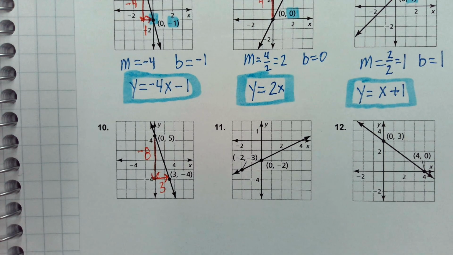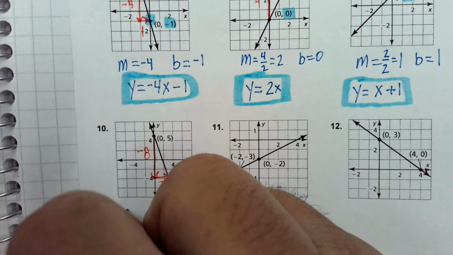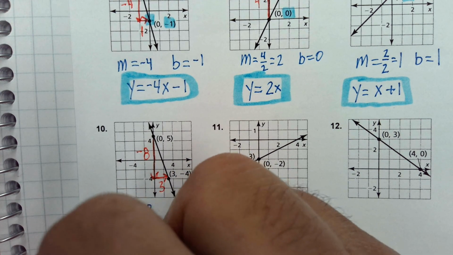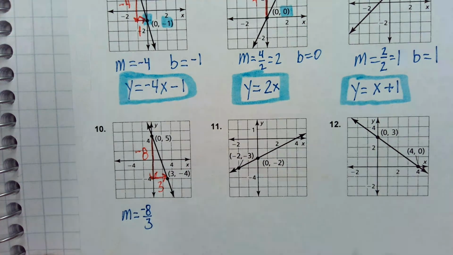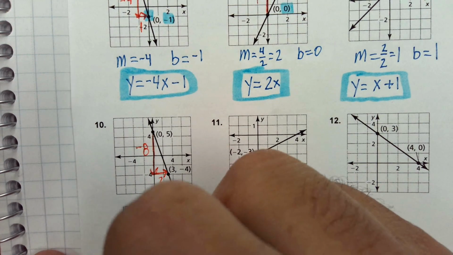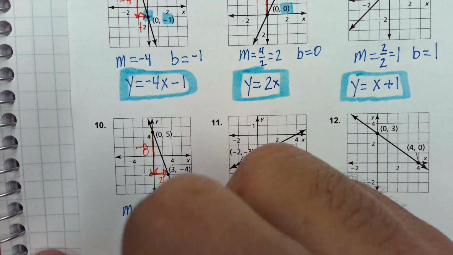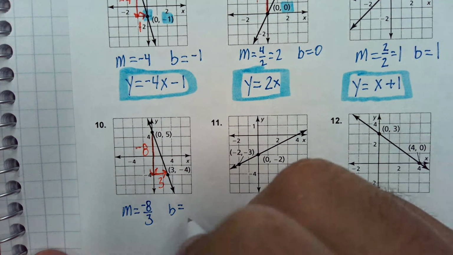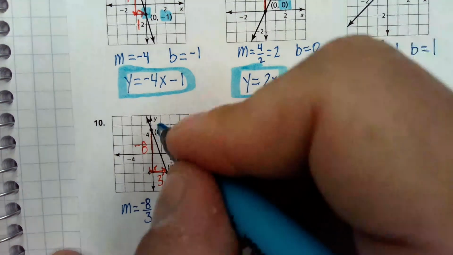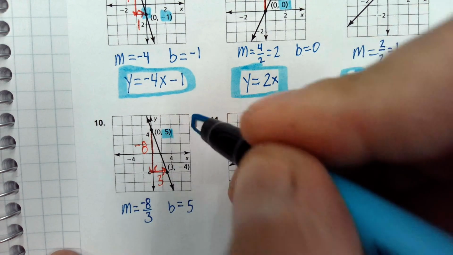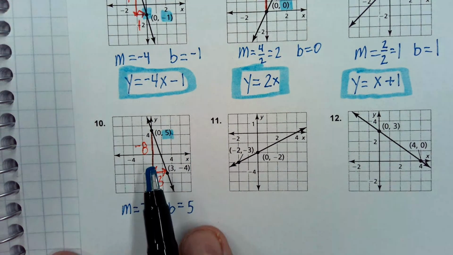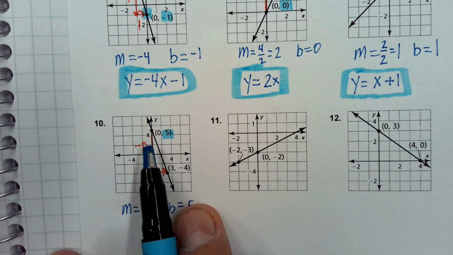So now the slope is -8/3. Right? I went down 8/3. And the y-intercept is 5. Again, you look for where it crosses the y-axis. Yeah, follow the line until it crosses the y-axis. Or if they give you the coordinate, it's wherever x is 0.